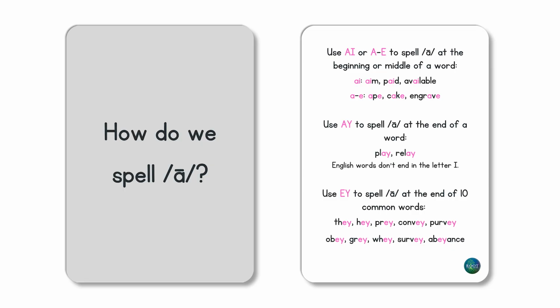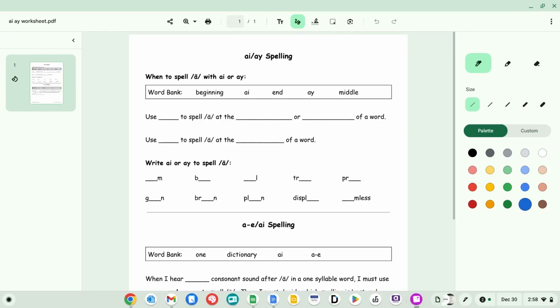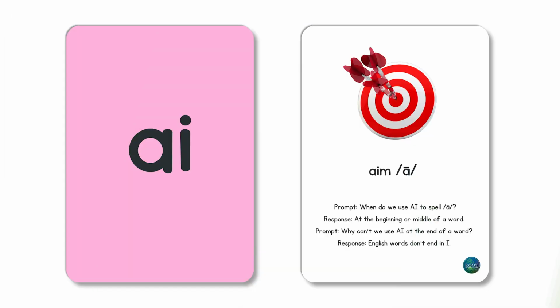Today I'm going to be talking to you about when to spell the sound A in a word and read words. There's a couple different ways that A is spelled in different words. Specifically, I'm going to talk about AI and AY first. When I'm teaching this to my students, I'm going to teach them both individually. So AI, and then I will show them the card.